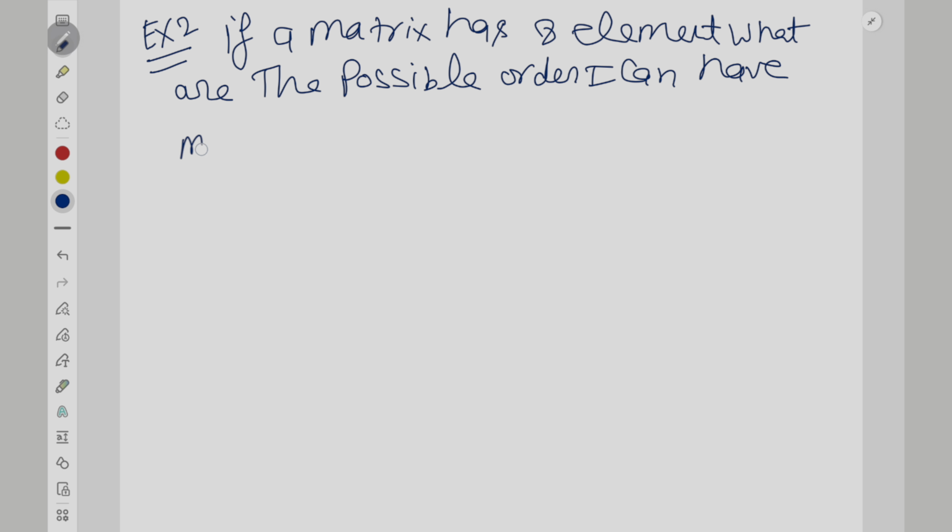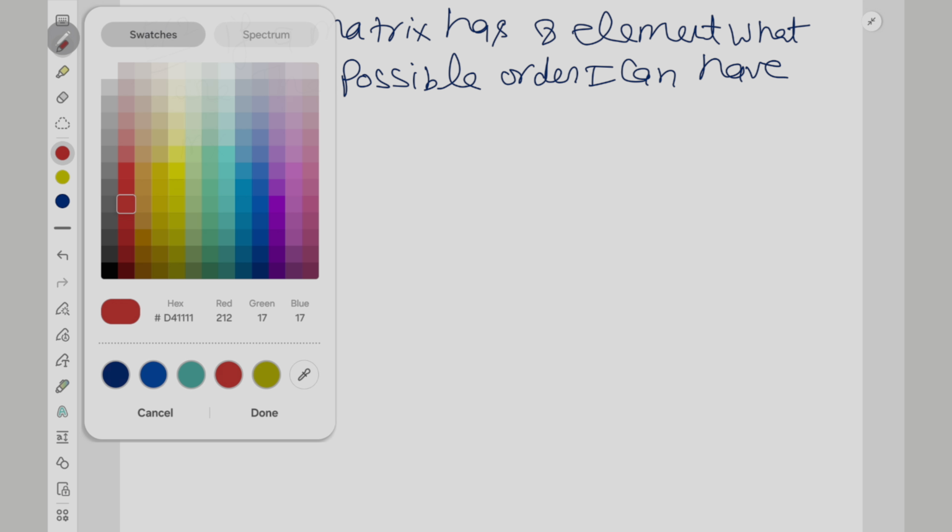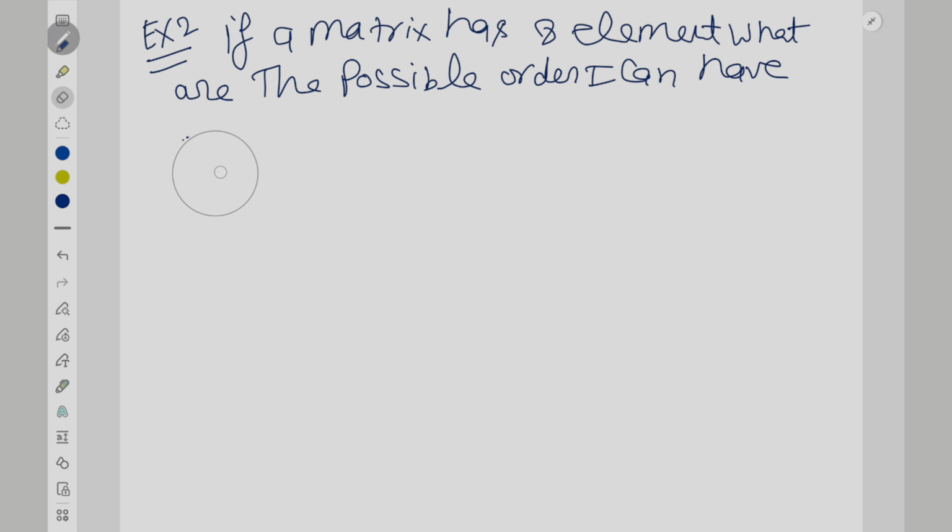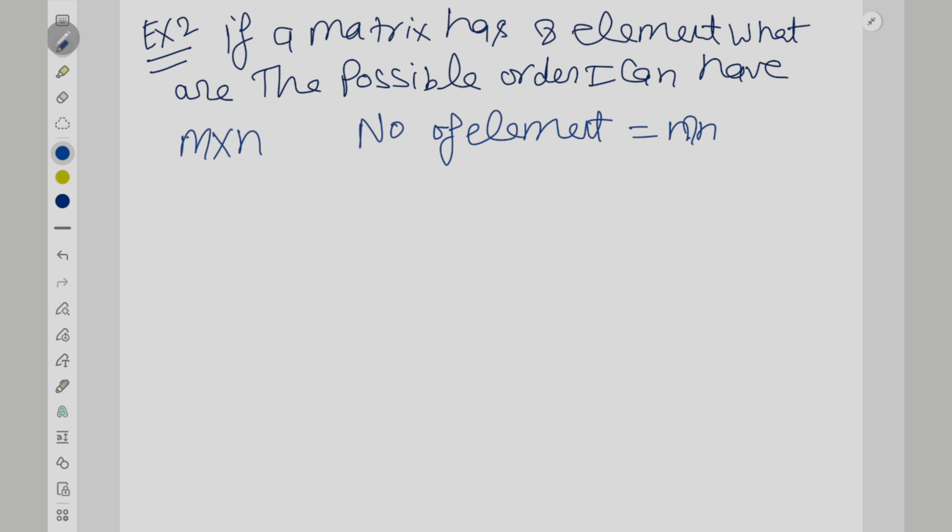We know the order of a matrix is m cross n. The number of elements is mn. Now I have the number of elements equal to 8. How many possible orders of the matrix are there?